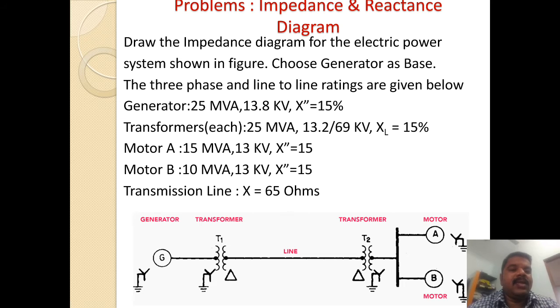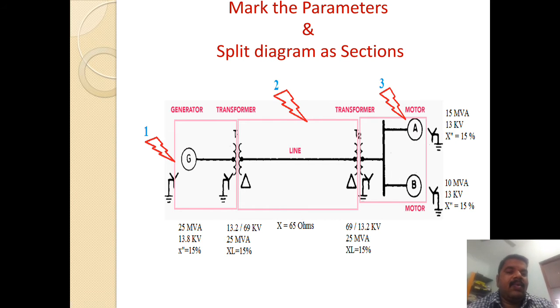What is the value they are given? 25 MVA, 13.8 kilovolt, X double dash is equivalent to 15%. That is what is given. So for the generator, we have to mark 25 MVA, 13.8 kilovolt, X double dash equivalent to 15%.